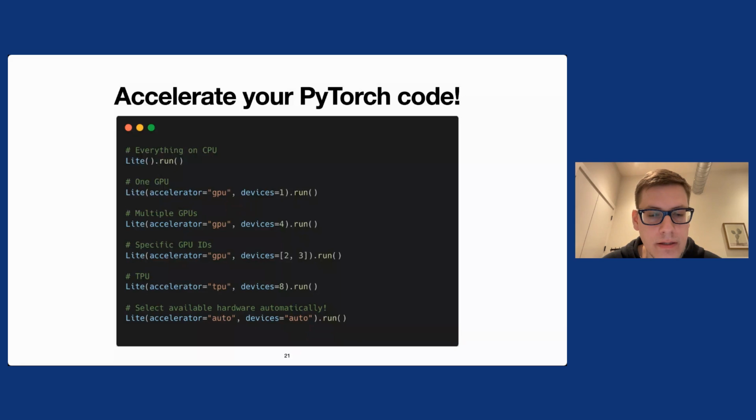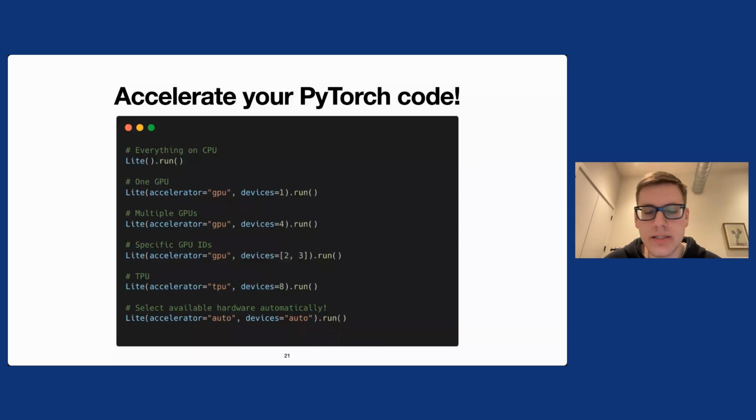And then it's also very easy to run on TPU now, because all you have to do is say accelerator equals TPU, devices equals 8. And then if you're, for example, running this in a Google Colab where you have TPUs available, now this just works. You don't have to change your code to support TPUs. It's just there out of the box.